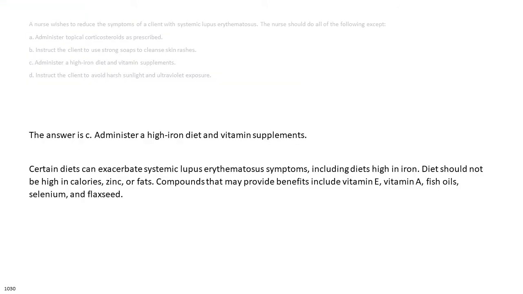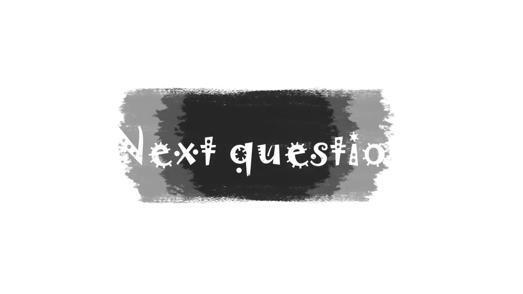The answer is C. Administer a high iron diet and vitamin supplements. Certain diets can exacerbate systemic lupus erythematosus symptoms, including diets high in iron. Diet should not be high in calories, zinc, or fats. Compounds that may provide benefits include vitamin E, vitamin A, fish oils, selenium, and flaxseed.